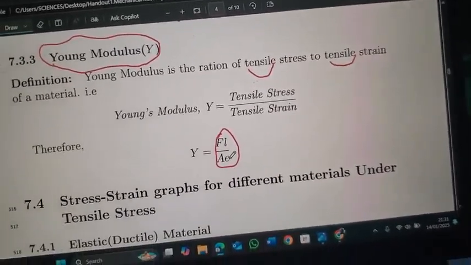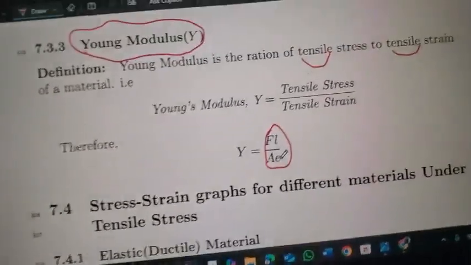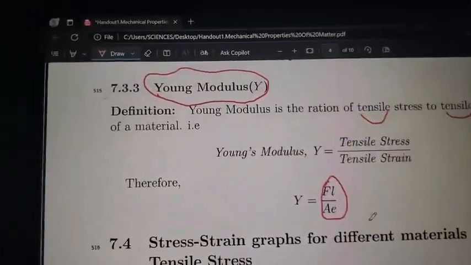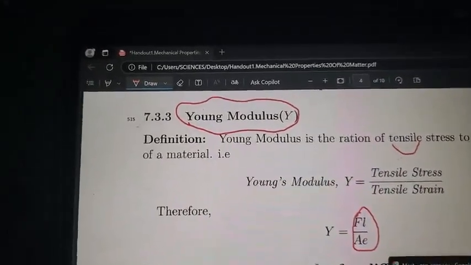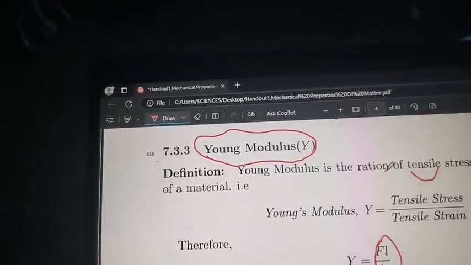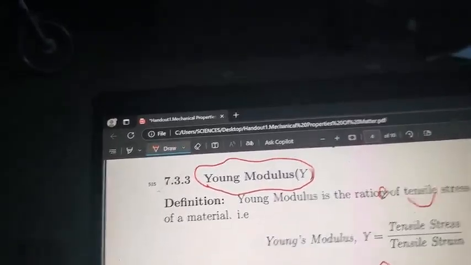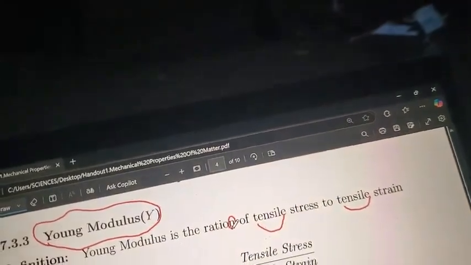Question, sir. Yes, go ahead and ask. Is it ratio or ration? It is ratio. This is a spelling error. It's a ratio. This is wrong, and that's why it is important we discuss these notes together with you, so that these simple mistakes we can omit. It is a ratio, not ration.